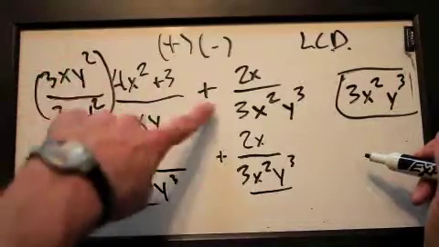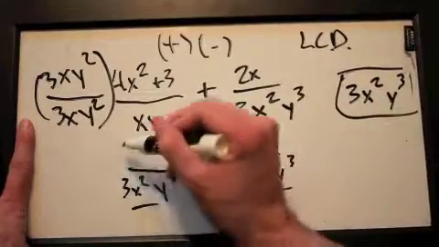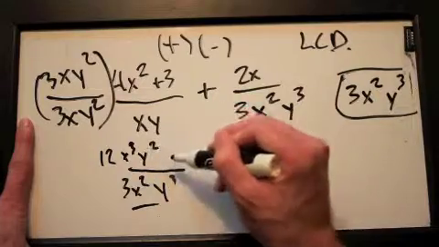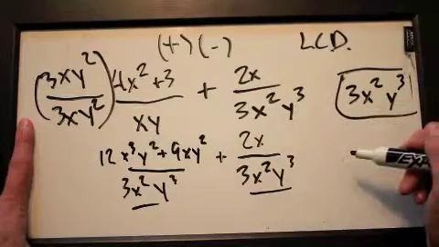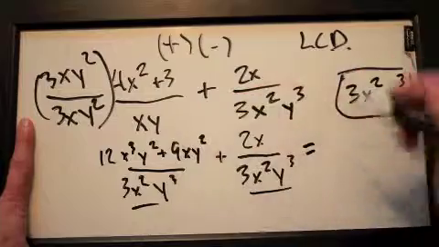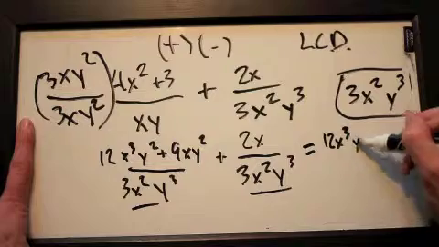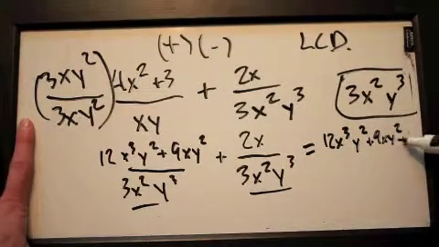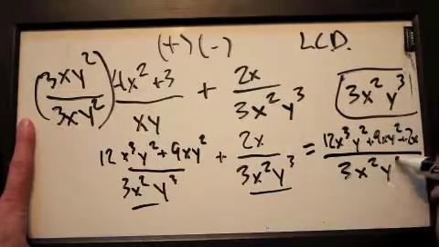Now, up top, I need to distribute that into each term. So 3xy squared times 4x squared gives me 12x cubed y squared plus 9xy squared. Now we just have a fraction with a common denominator. So I can just add up top. So I get 12x cubed y squared plus 9xy squared, oh, I'm going to run out of room, plus 2x, all of that over 3x squared y cubed.